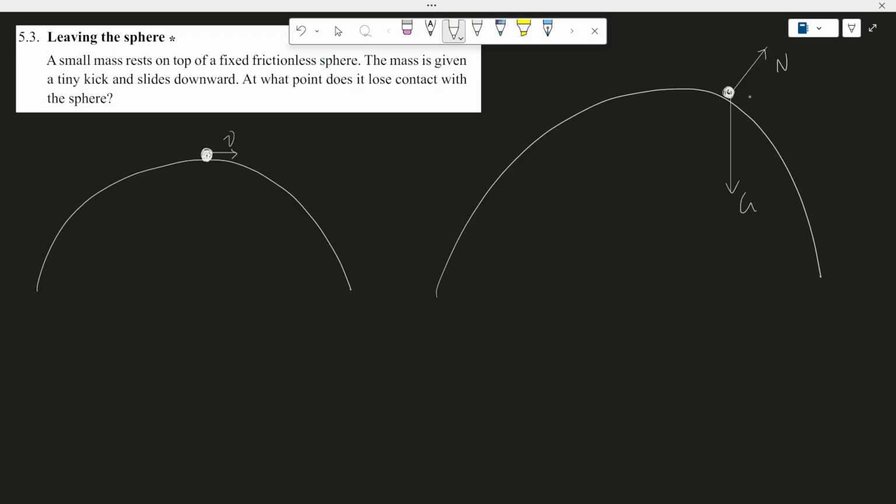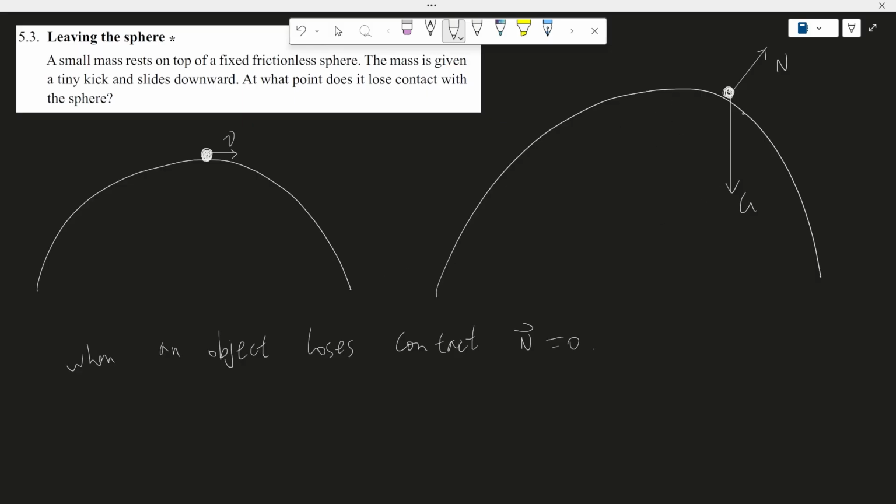So now it is asking us when it loses contact with the sphere. So a pretty nice thing we can use is that when an object loses contact, the normal force becomes zero. And that's a pretty nice thing we can use. And so let's try to analyze this.